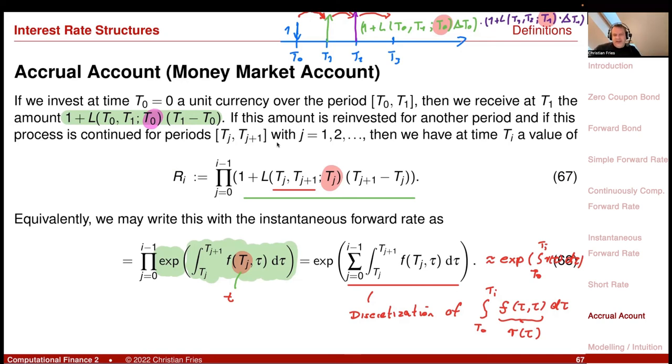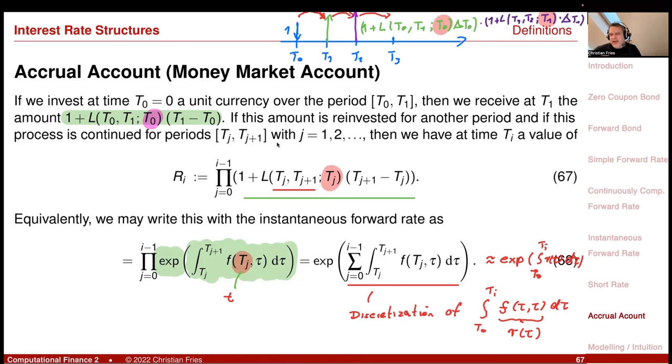So this is an important financial product. There is a deficiency here. I only know the value at the discrete time points. Yeah? I only know the value at the discrete time points. So it's not something R of T. It is R of TI.